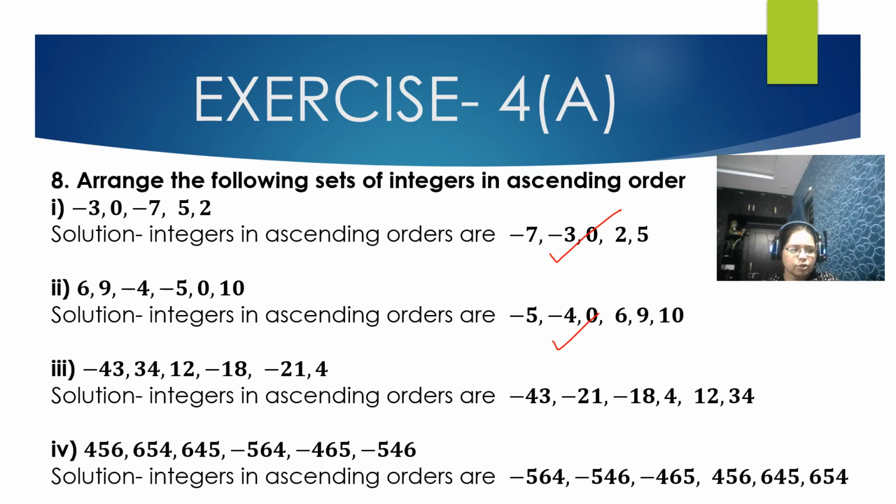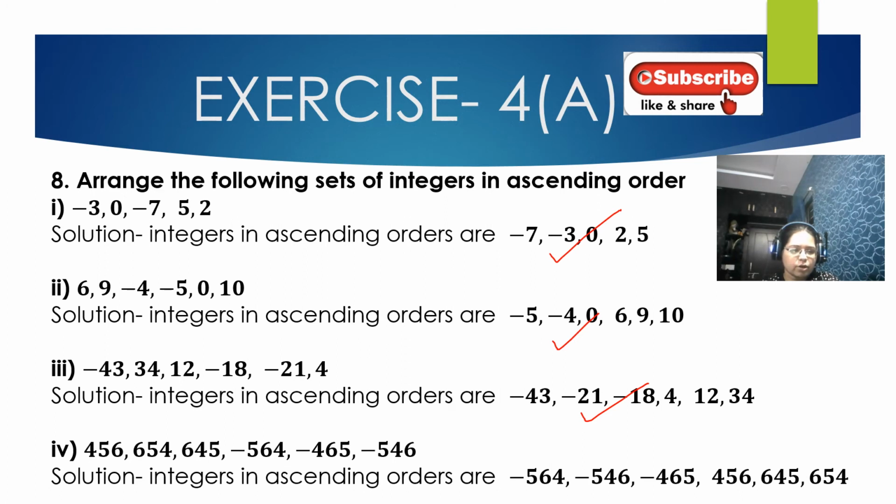Third bit, minus 43, 34, 12, minus 18, minus 21, 4. Integers in ascending order are minus 43, then minus 21, then minus 18, then 4, then 12, then 34. Minus 43, minus 21, minus 18, 4, 12 and 34.